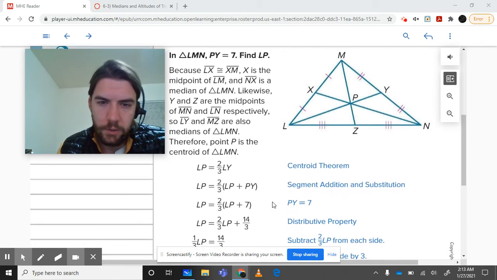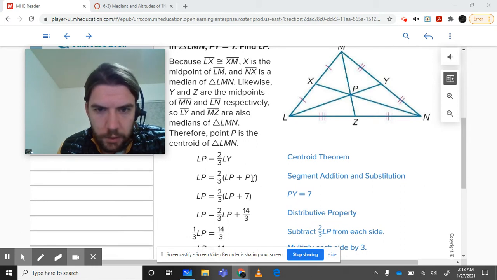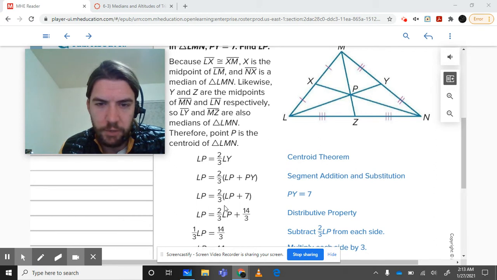And then what they do is they say that we know PY. PY was given to us. It was 7. So we have 2/3 multiplied by LP, which shows up here, and 2/3 multiplied by 7. So 2 and 7 make 14, so we get 14/3. This was just using the distributive property.